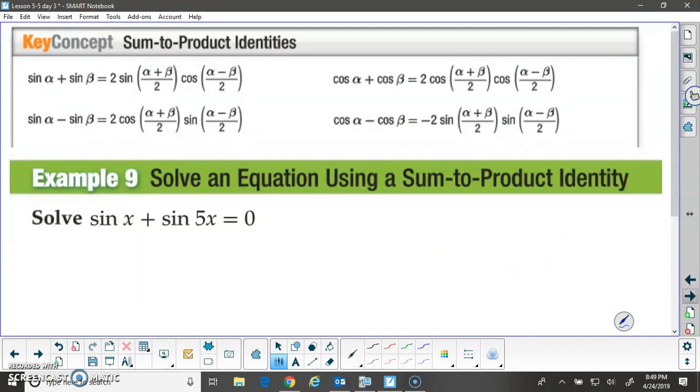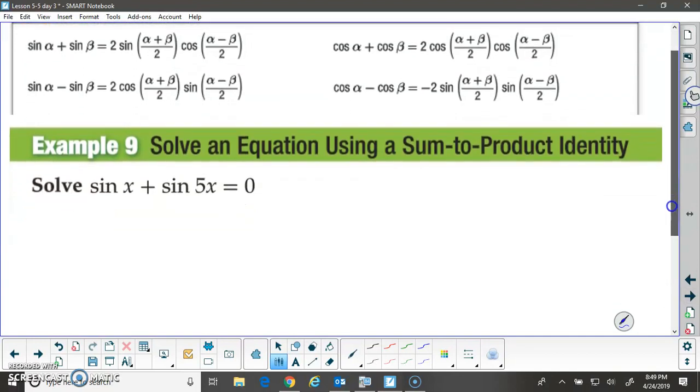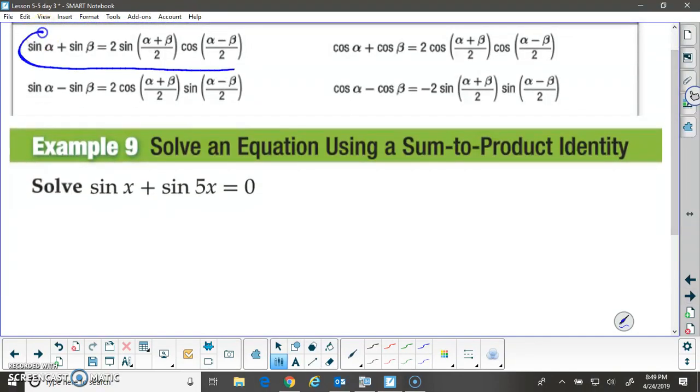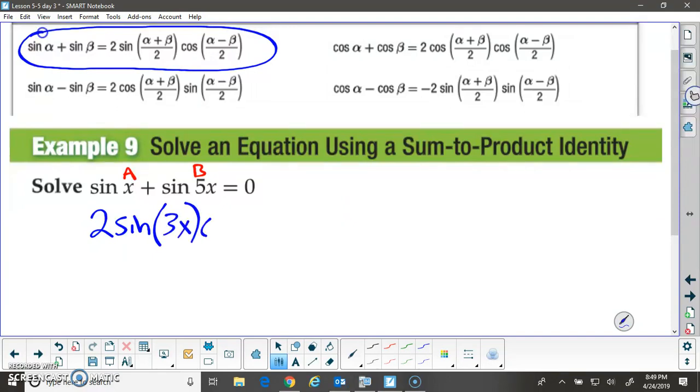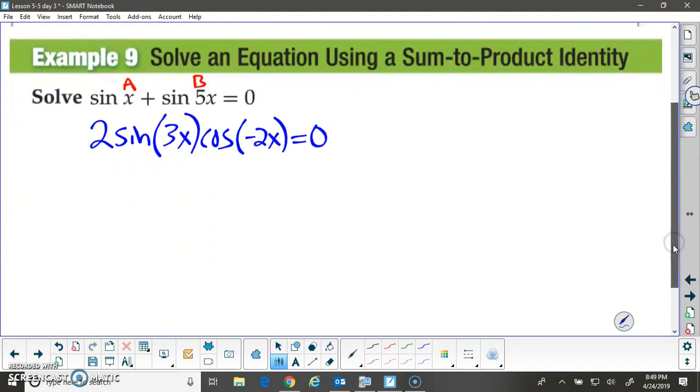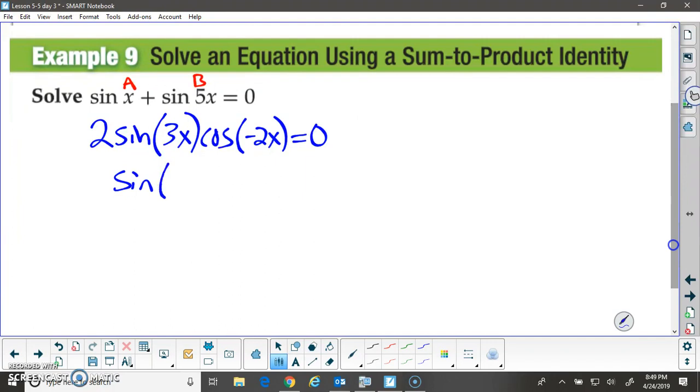Let's do one more example solving this equation. You can see that this particular equation, we're going to use the sine plus sine sum to product identity. So I'm going to change the left-hand side into 2 times the sine of, again, keeping in mind that this is A and this is B, 3x times the cosine of negative 2x. I'm going to be able to now divide both sides by 2. And of course, 0 divided by 2 is still just 0. I'm also going to change that cosine of negative 2x into just cosine of 2x.